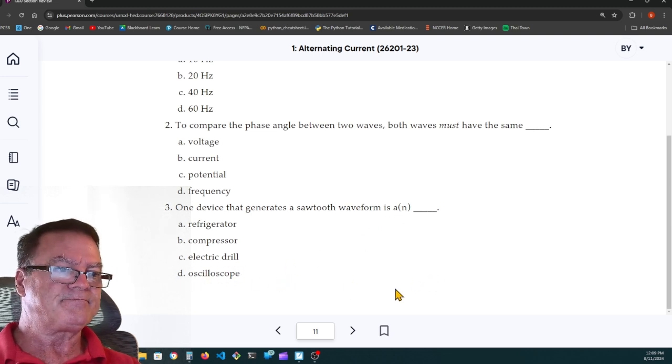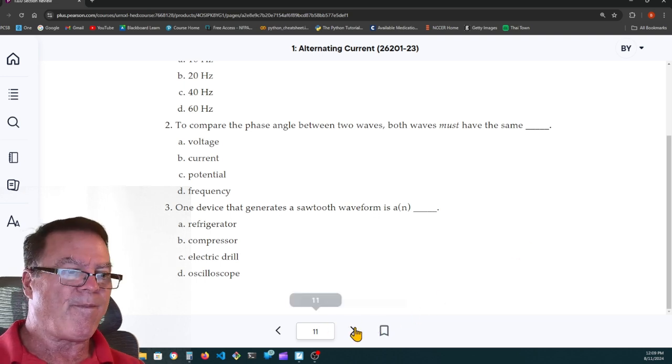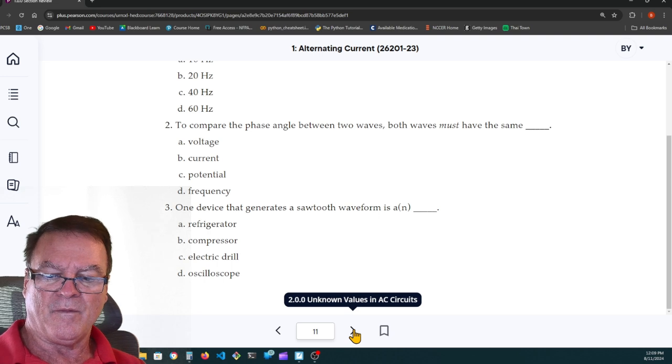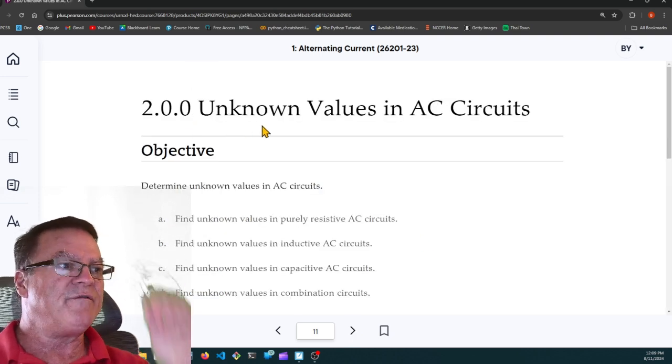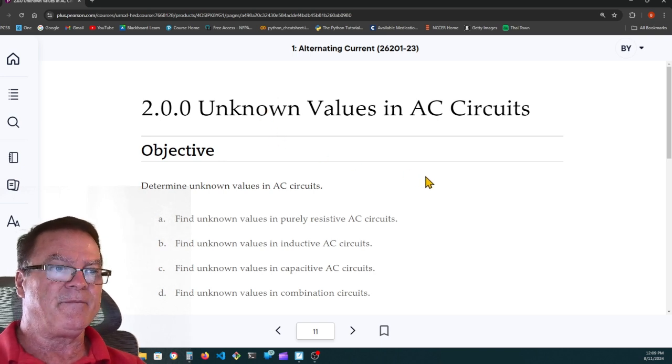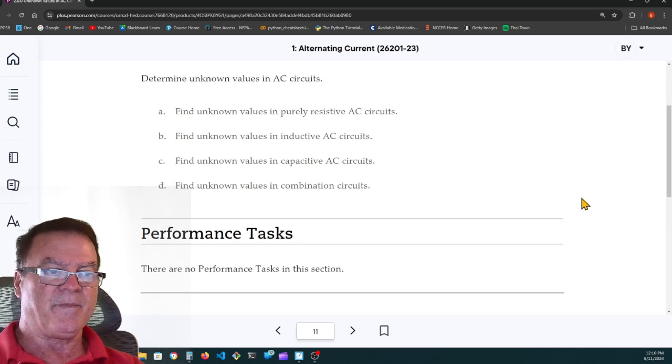All right. Let's go on to the next section. 2.0.0 unknown values in an AC circuit. Determine unknown values in AC circuits. Find unknown values in purely resistive AC circuits. Find unknown values in inductive AC circuits. Find unknown values in capacitive AC circuits. Find unknown values in combination circuits.